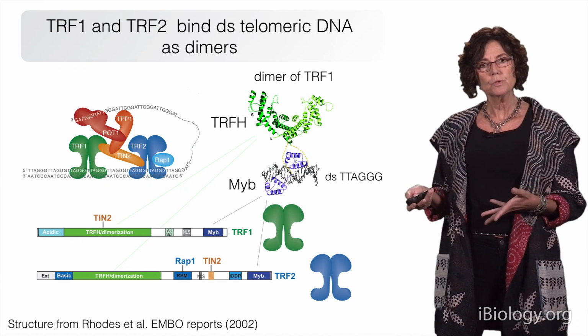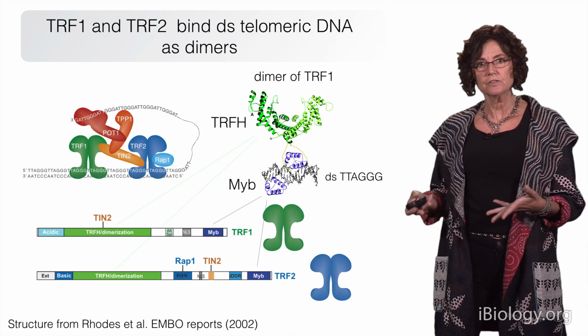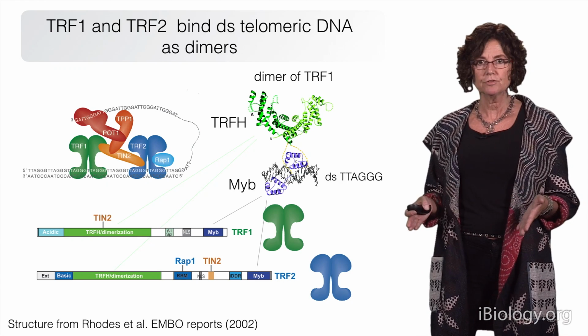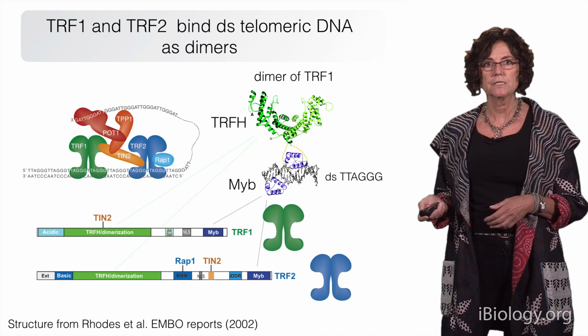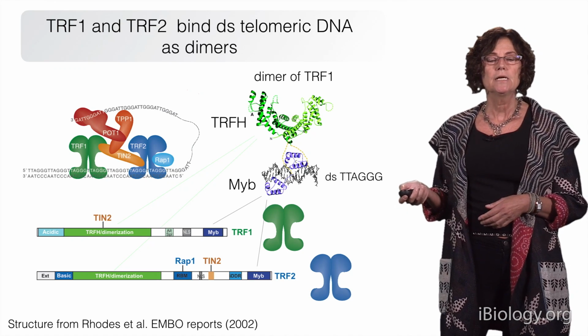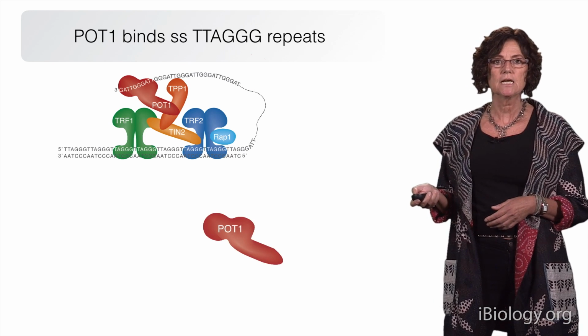So these two proteins are very similar in architecture, but they're in fact very different. They interact with different proteins, and they have very different function at telomeres, as you will see. Now let's look at the other DNA binding protein in Shelterin, Pot1, which binds to the single-stranded DNA.